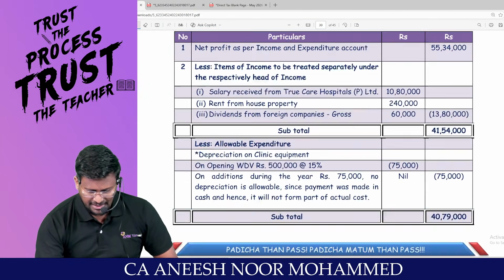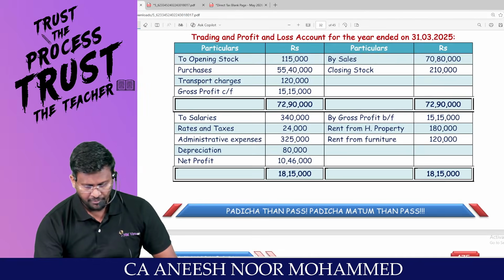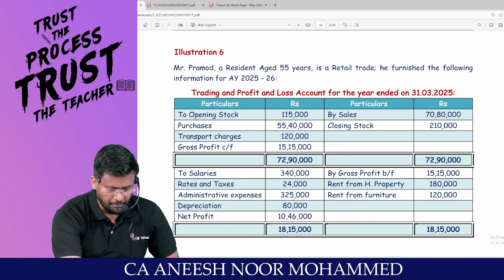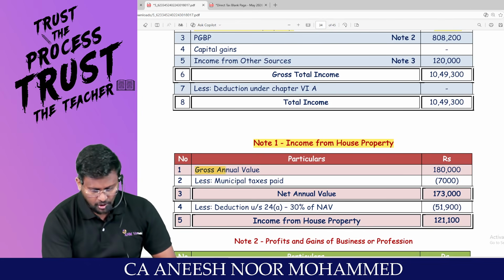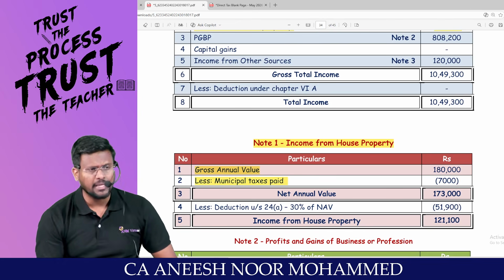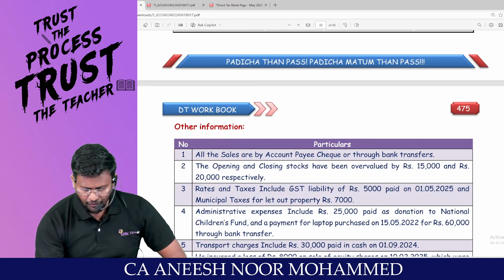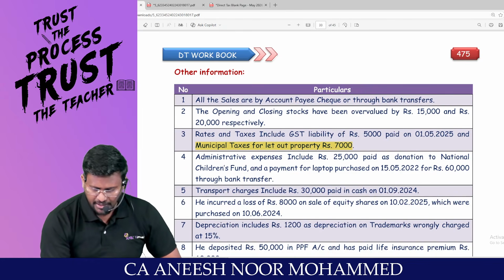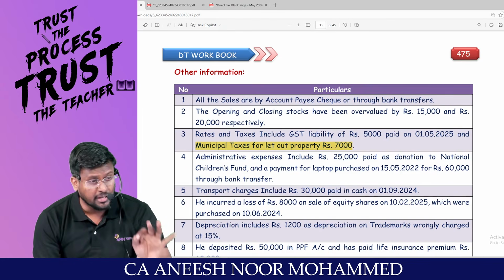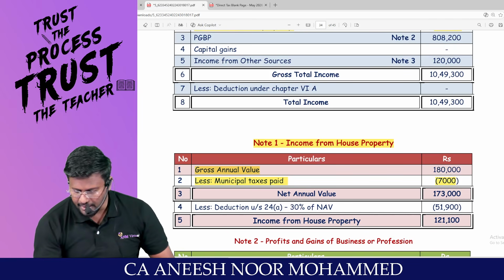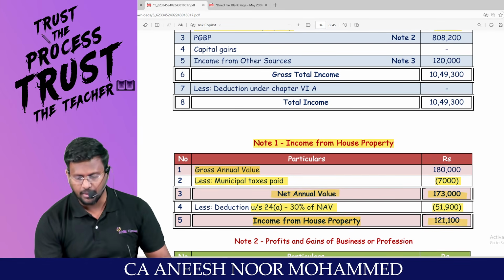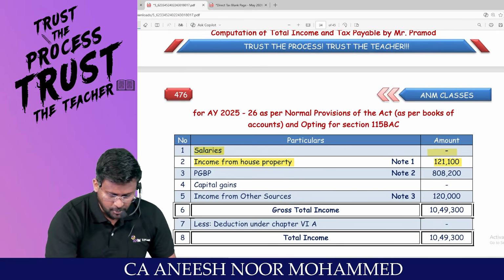1,80,000 rupees is the rent credited to P&L account. That has to be removed from PGBP and it has to be shown under IFHP. So that is the gross annual value. Less municipal tax paid by the owner. As a part of adjustment, they already said that municipal tax for let out property, 7,000, should be added back in PGBP and it can be reduced in IFHP. You will get the NAV. On that 30% you can claim, you will get IFHP of 1,21,100. Are you comfortable with IFHP?